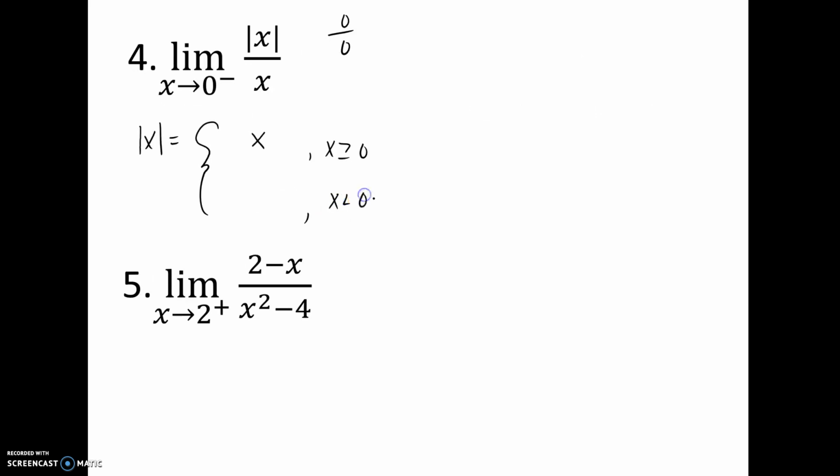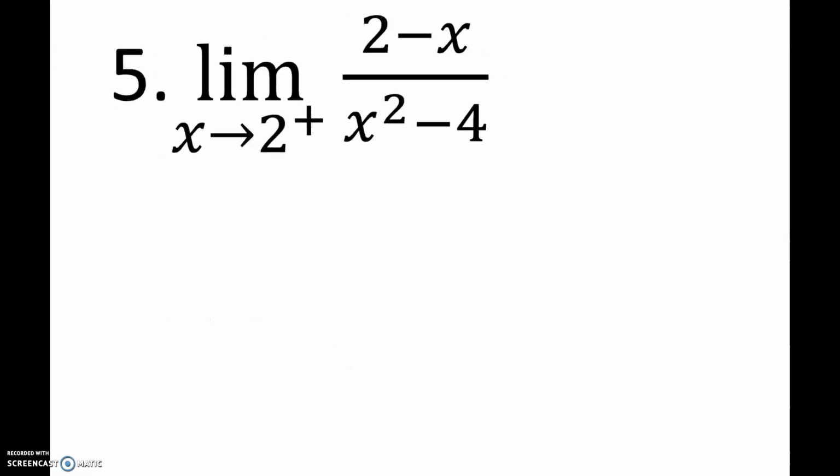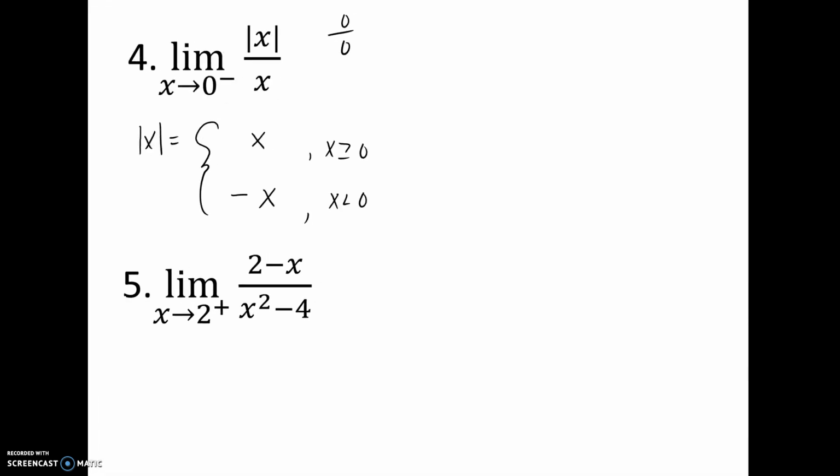If x is a negative number, if it's a value less than 0, then what the absolute value does is it takes the opposite of that negative number, therefore making the number positive. Okay? So now if I take this piecewise function and I want to determine what the absolute value of x divided by x is, then I can take each of those pieces and divide them by x. So now absolute value of x divided by x becomes 1, where x is greater than or equal to 0, and it becomes negative 1 when x is less than 0.